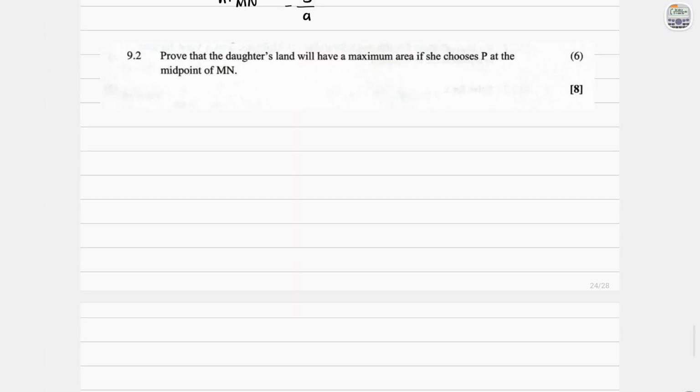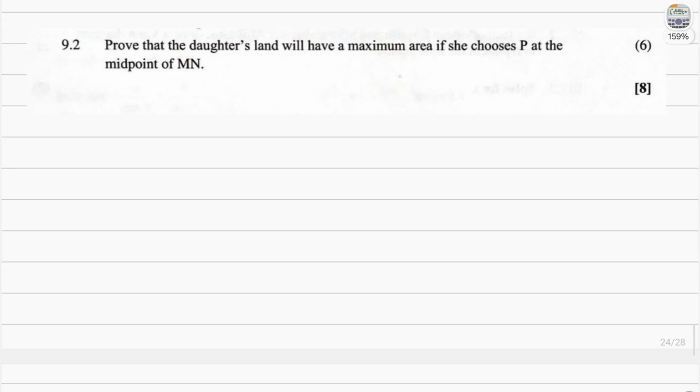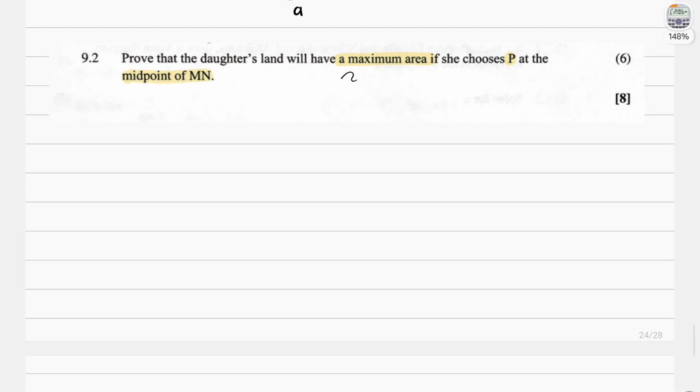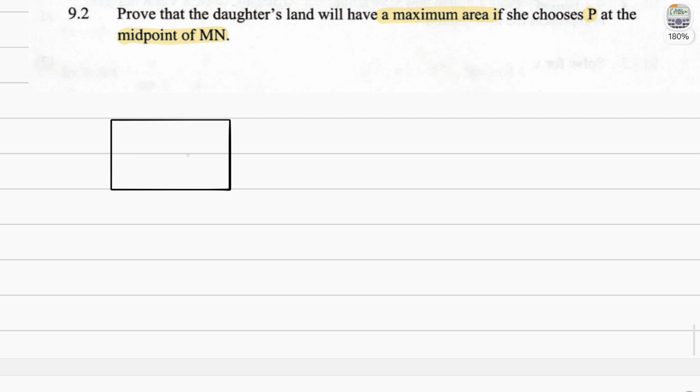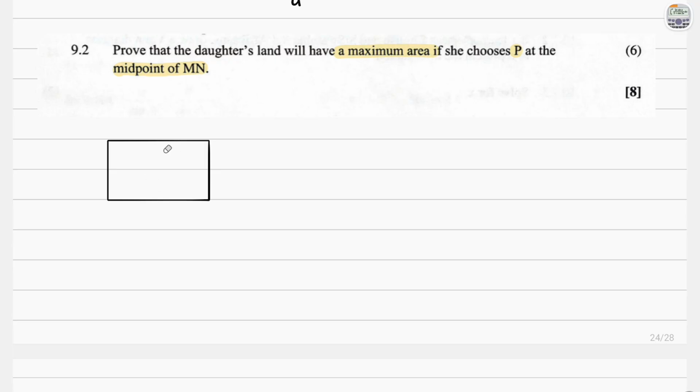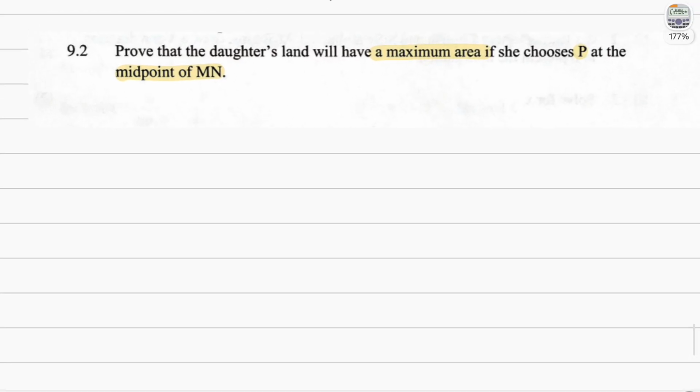Question 9.2 says, prove that the daughter's land will have a maximum area if she chooses P at the midpoint of MN. So we have to find the maximum area of that shape, PTOR. And this maximum should happen at the midpoint. So in this question, we can either choose to find out where exactly that maximum area happens, or we can find the midpoint first, and then if they match, it means that the maximum area does happen at the midpoint. So let's look at what the midpoint is so that we know what we should get.